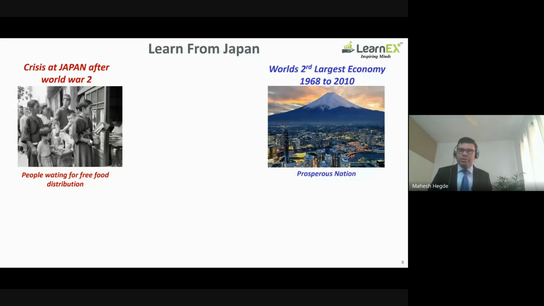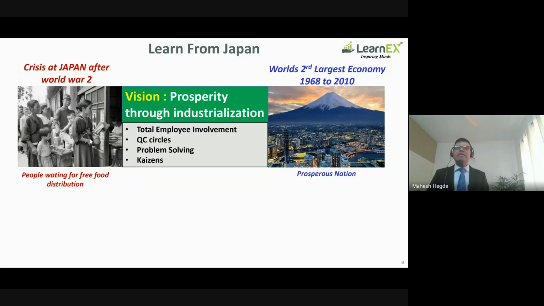So Japan, after World War II, was in crisis. At that point of time, they had a single vision of prosperity. Sometimes people take action and action and action without knowing where to reach. It is like catching a bus, getting down, catching another bus without knowing where to reach.